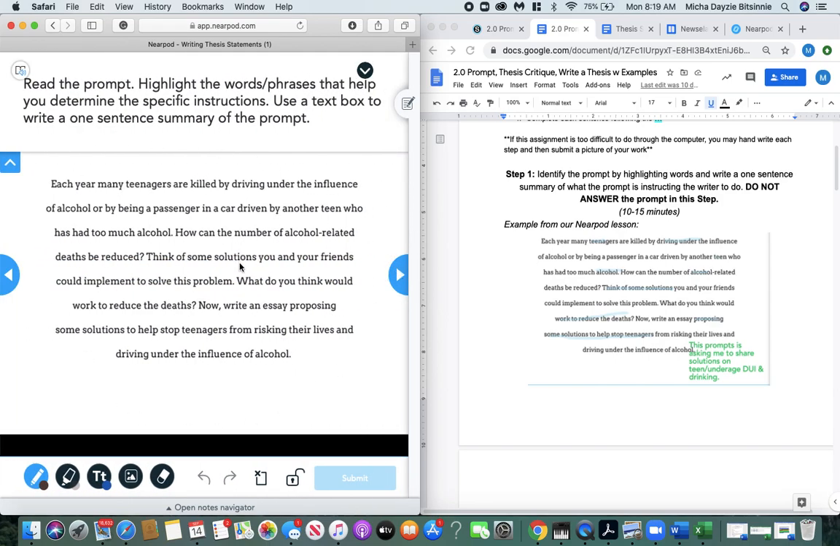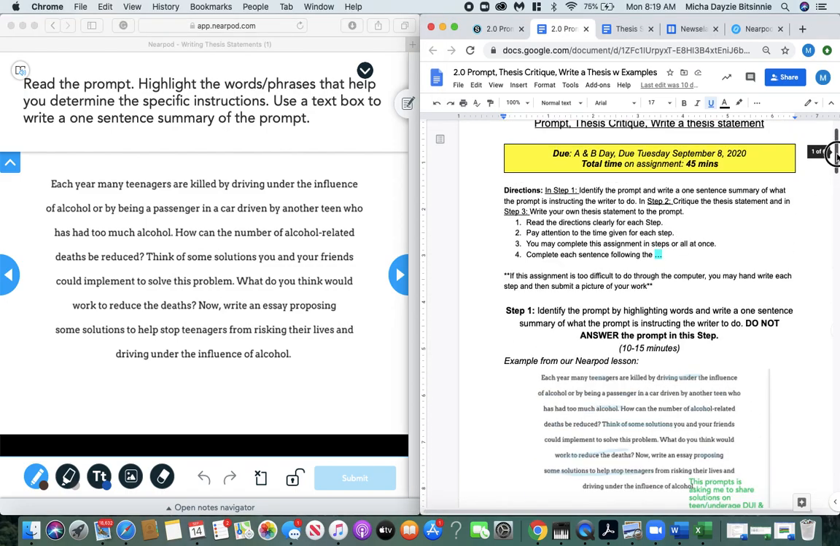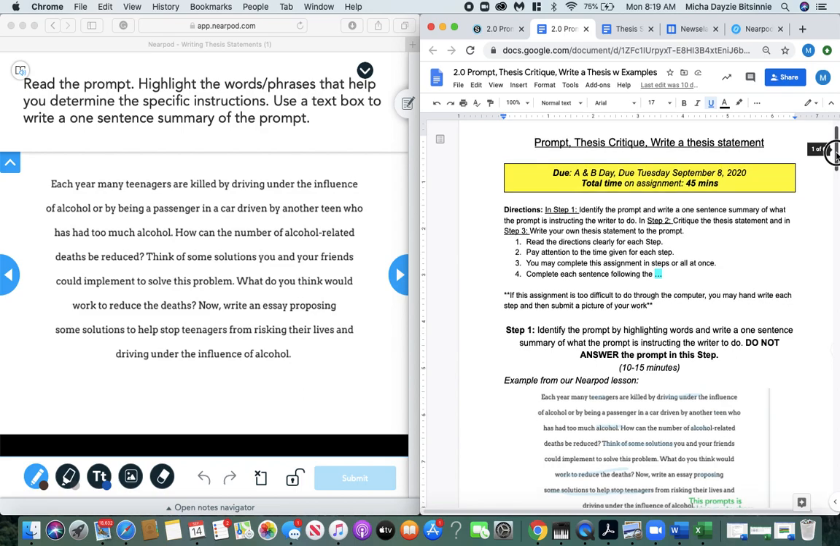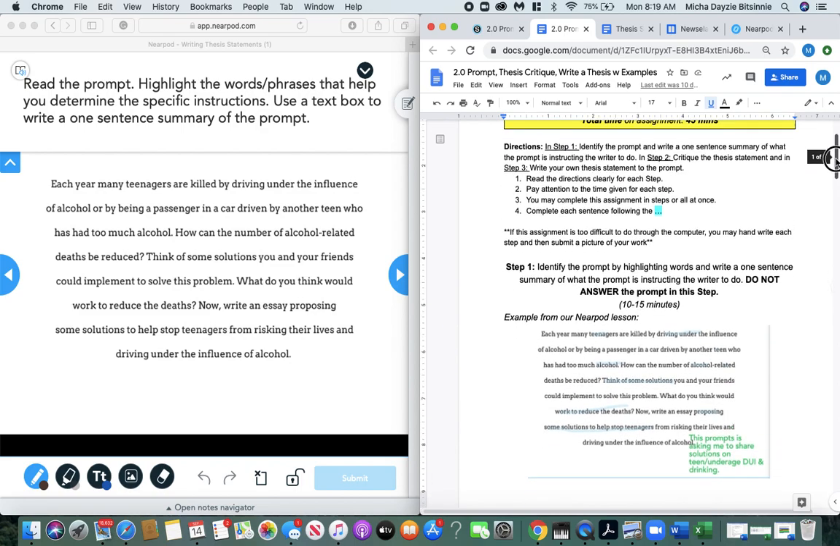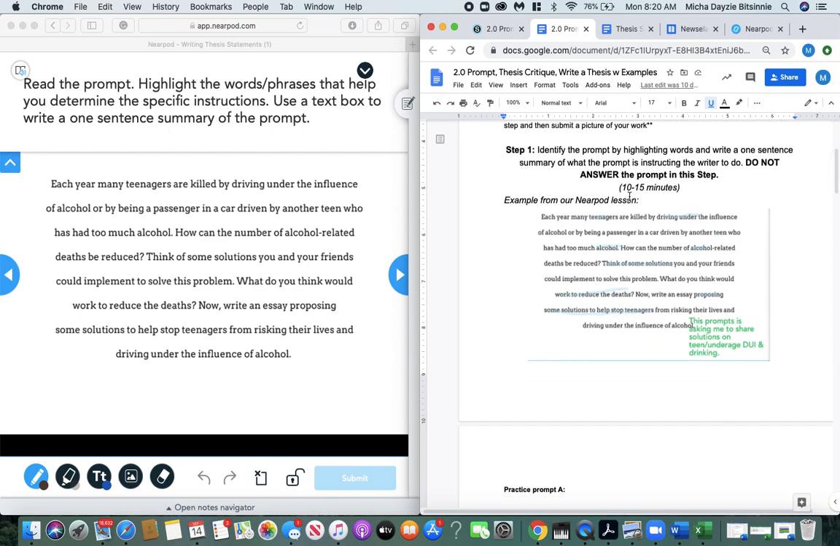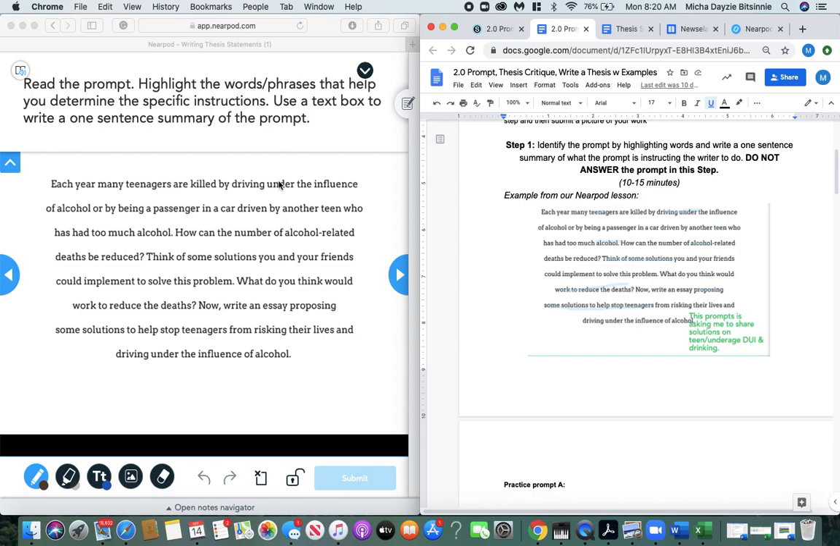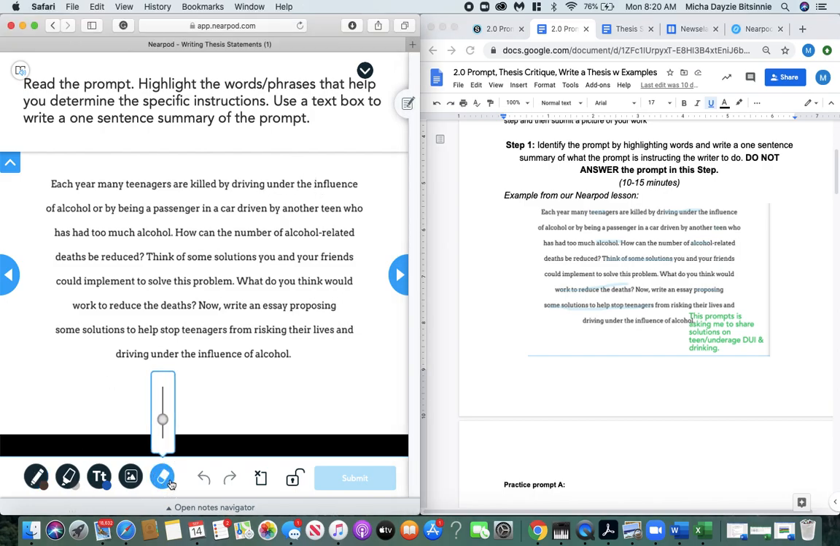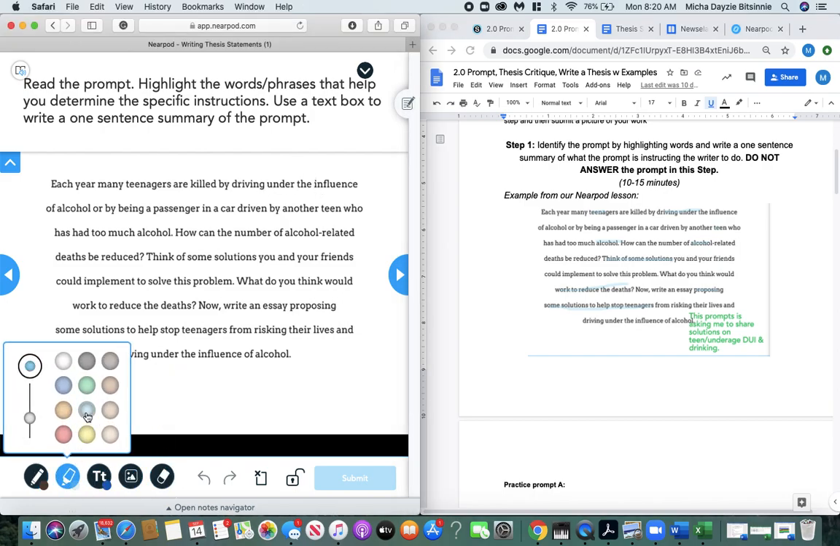Now, here's the example I showed in your week 4 assignment, week 4 thesis statement homework. So you're following these steps. In step 1, you're identifying the prompt just like we did in the last 2 slides, by highlighting the words and writing a 1-sentence summary of what the prompt is instructing you to do. So that's just step 1. So I would say, okay, driving under the influence. Let's use the same color.